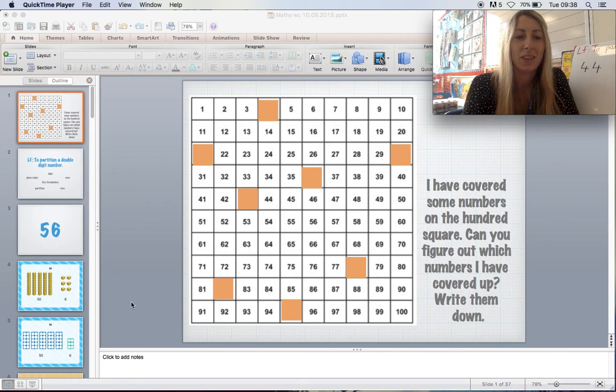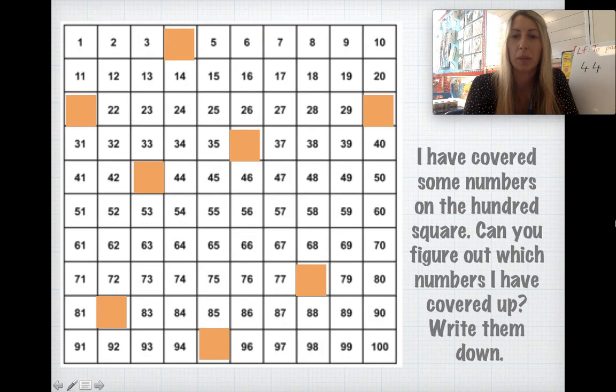Good morning, Year 2. We are going to be partitioning double digits this morning, so you might have seen that your focus for home learning has been to revisit some place value and number facts, so we are going to be revisiting partitioning today. So if you've had any problems or if you're unsure, we will try and solve those now.